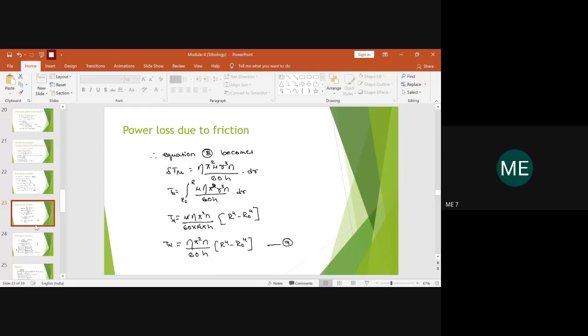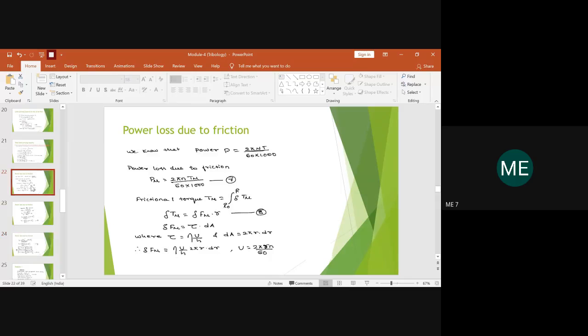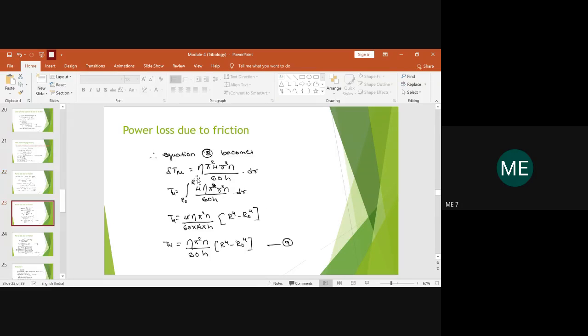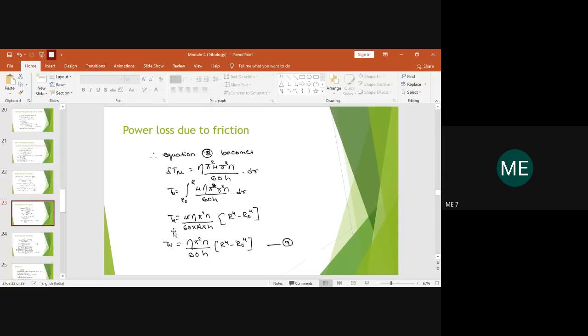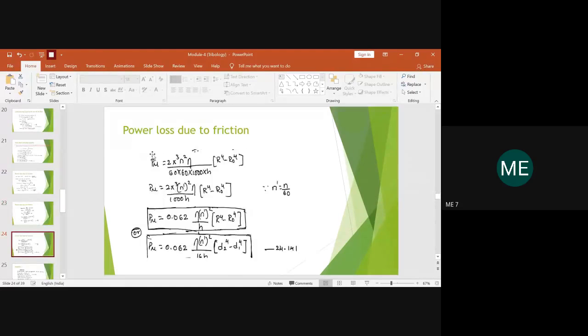We had the equation for power, right? If you go back, it was 2 pi N into T_m upon 60 into 100. So you will use the same equation. Only thing, you will substitute the value of the frictional force. Frictional force you have derived here. So this value has to be substituted in equation number 7. So this part will remain the same, only the frictional value will get changed. So the frictional torque value you will substitute, and hence this equation will be changed.